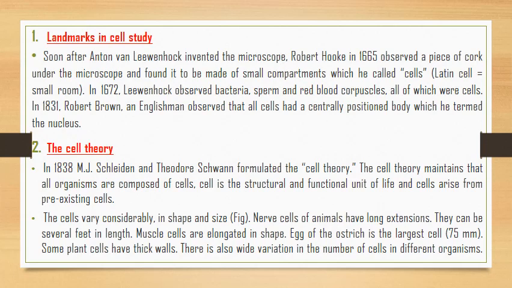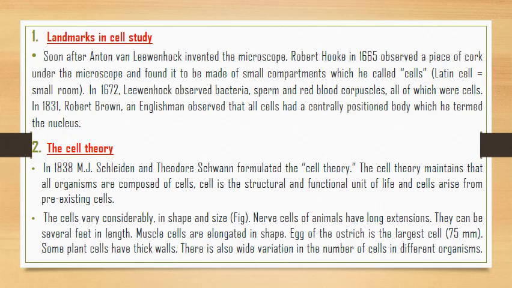So, landmarks in cell theory. Soon after A. V. Leeuwenhoek invented the microscope, Robert Hooke in 1665 observed a piece of cork under the microscope and found it to be made of small compartments, which he called cells. In 1672, Leeuwenhoek observed bacteria, sperm and RBC, all of which were cells. In 1831, Robert Brown, an Englishman, observed that all cells had a centrally positioned body, which he termed the nucleus.